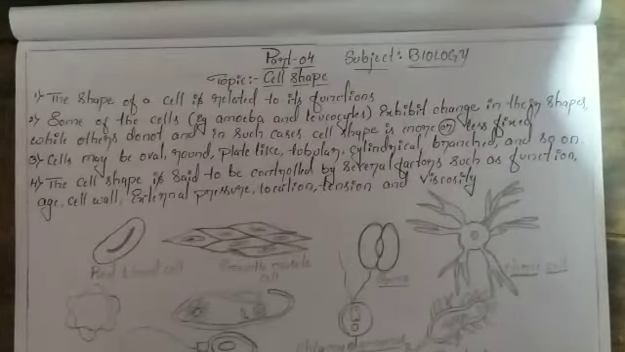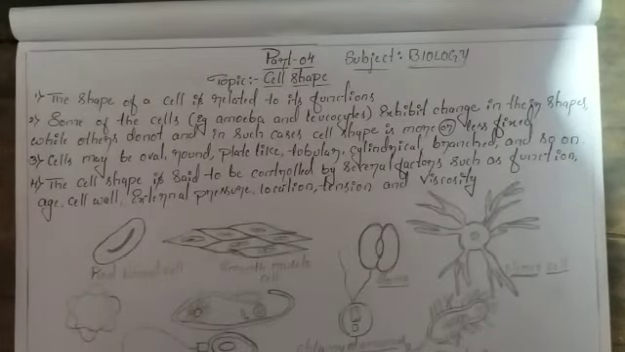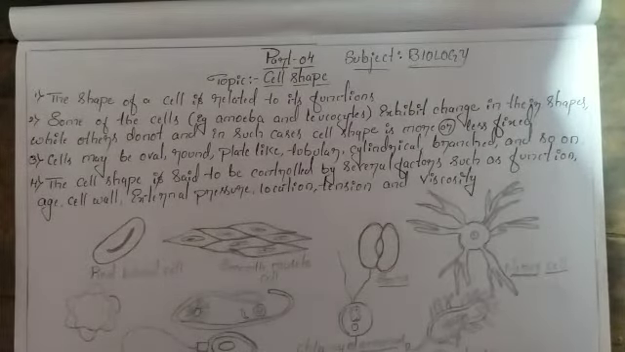Okay, let us go through it now. We have to know what the shape of the cell actually is. We are saying that all living organisms are made up of cells only. But are the cells similar in shape and function in all living organisms? That is the question now arising, and that is the topic of today's video, called cell shape.